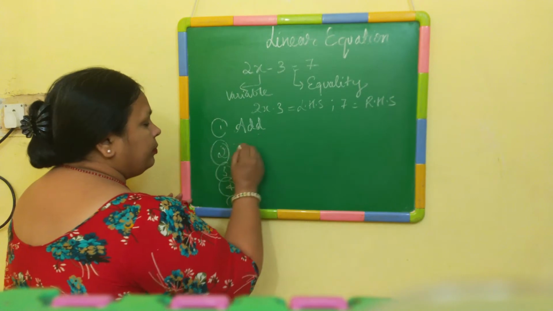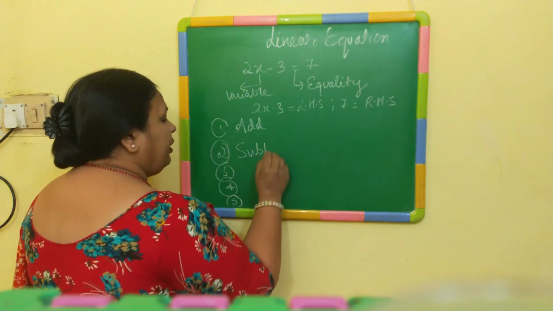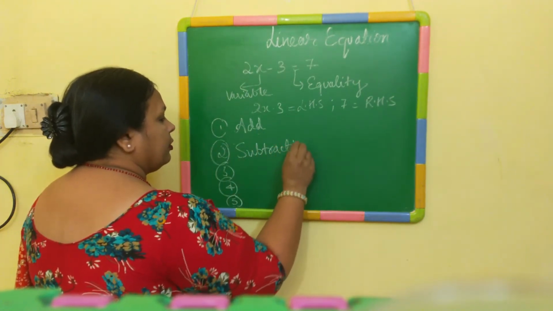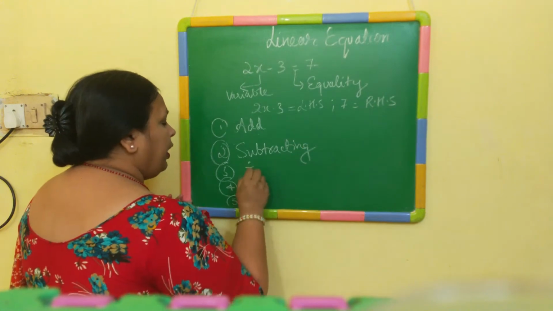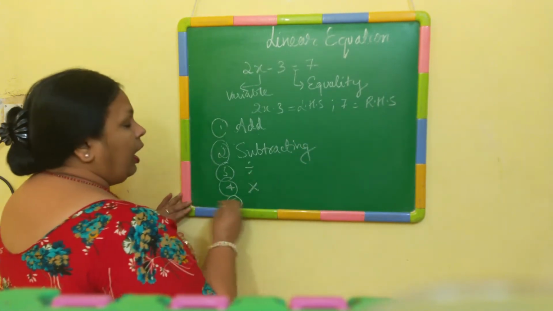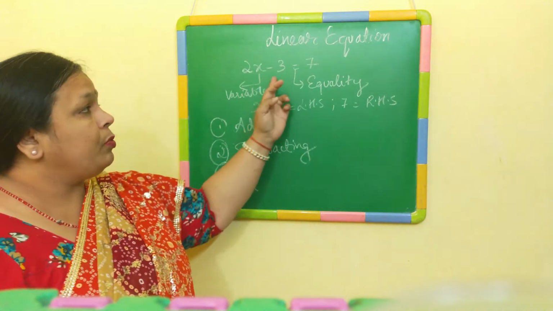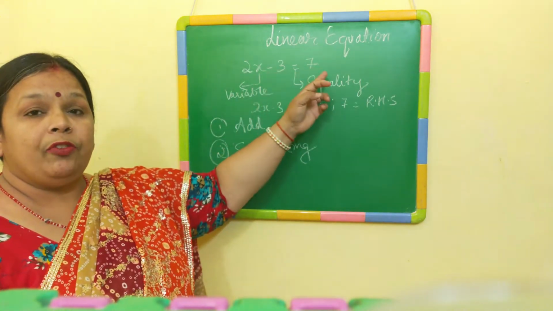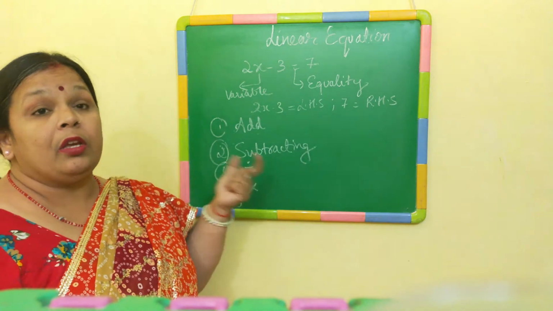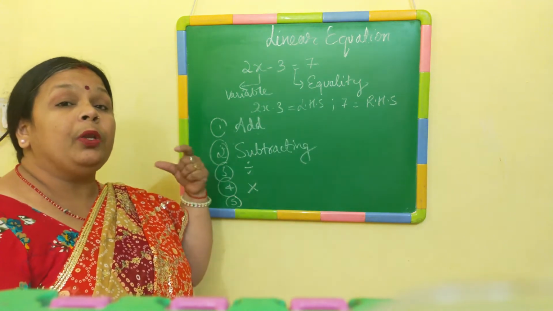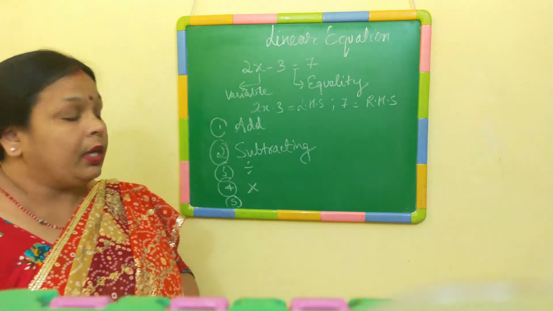So, adding, subtracting, dividing, multiplying. Whatever we are doing, these four operations have to be done on LHS and RHS, so that we are not changing the exact value. We are just manipulating it to get the correct answer.